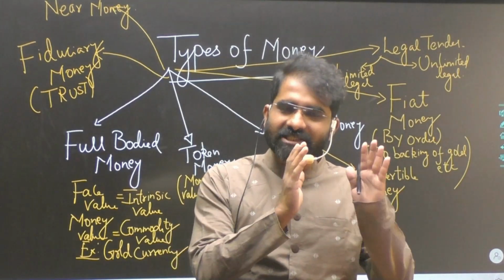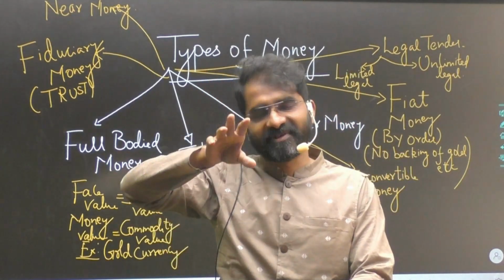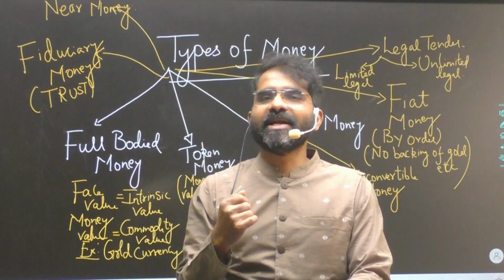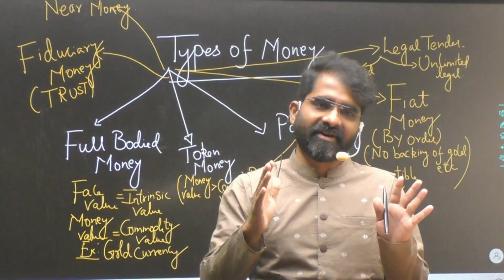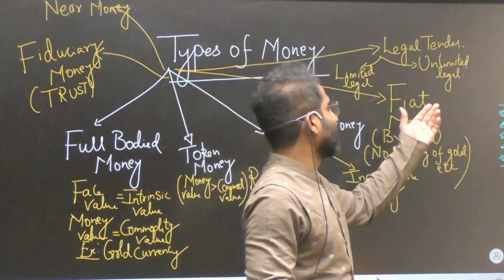Something has to be a legal tender. First, it has to be fiat money by order, and it cannot be rejected in payment of debt, etc. It is accepted by everybody. So that is what is called legal tender.